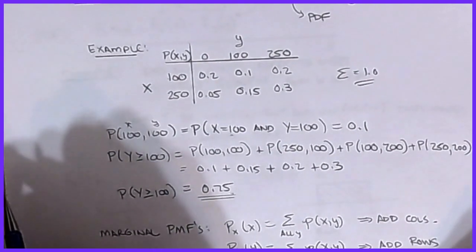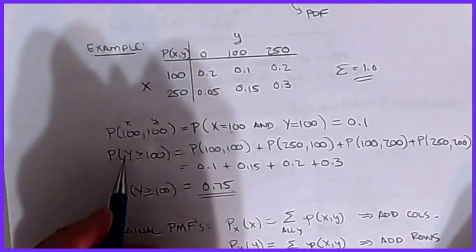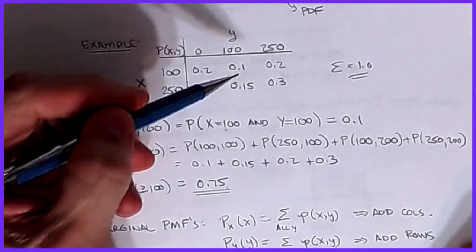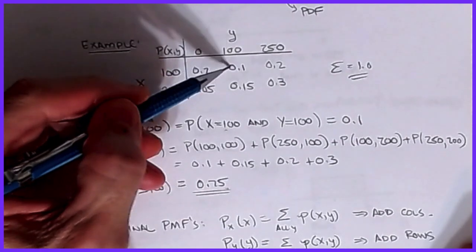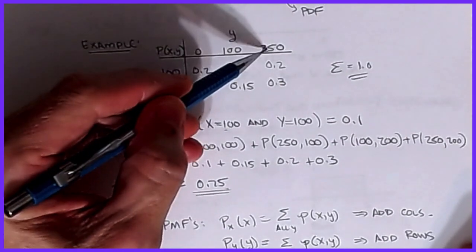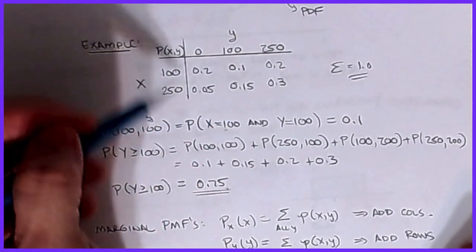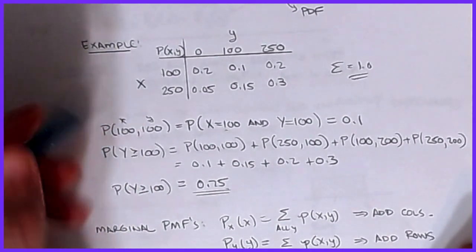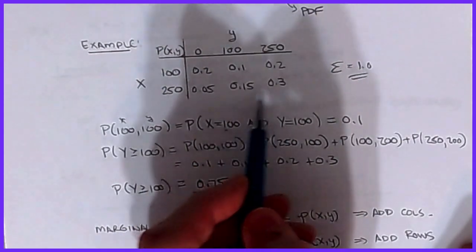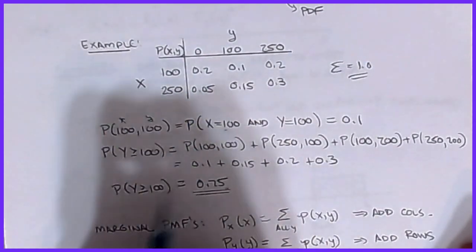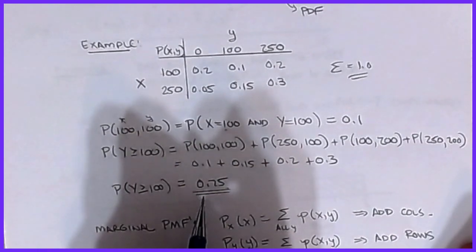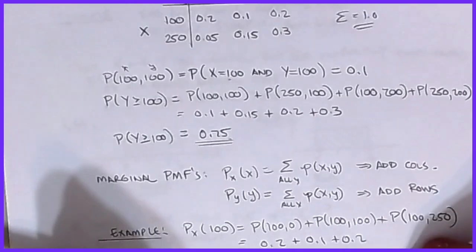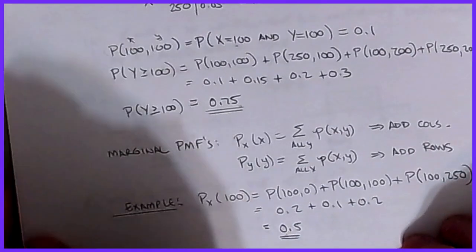Now we can look at the probability that y is greater than or equal to 100. That would include all of these four values, because this one is y of 100, and this one is y of 250, and so is this one. I don't care what x is telling me in this case. This is actually the probability that y is greater than or equal to 100. So I take those four values, 0.1, 0.2, 0.15, 0.3, and if I sum those, I have 0.75. That would be the probability that y is at least 100, and again, it's independent of the x. Now we can talk about something called marginals.